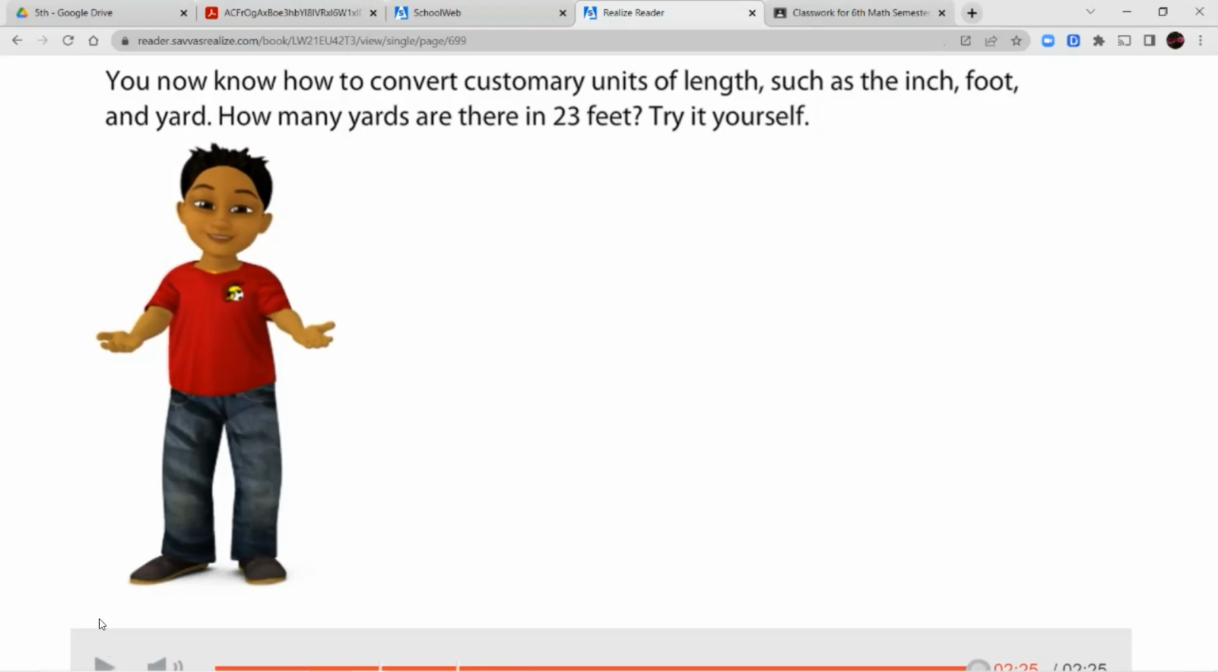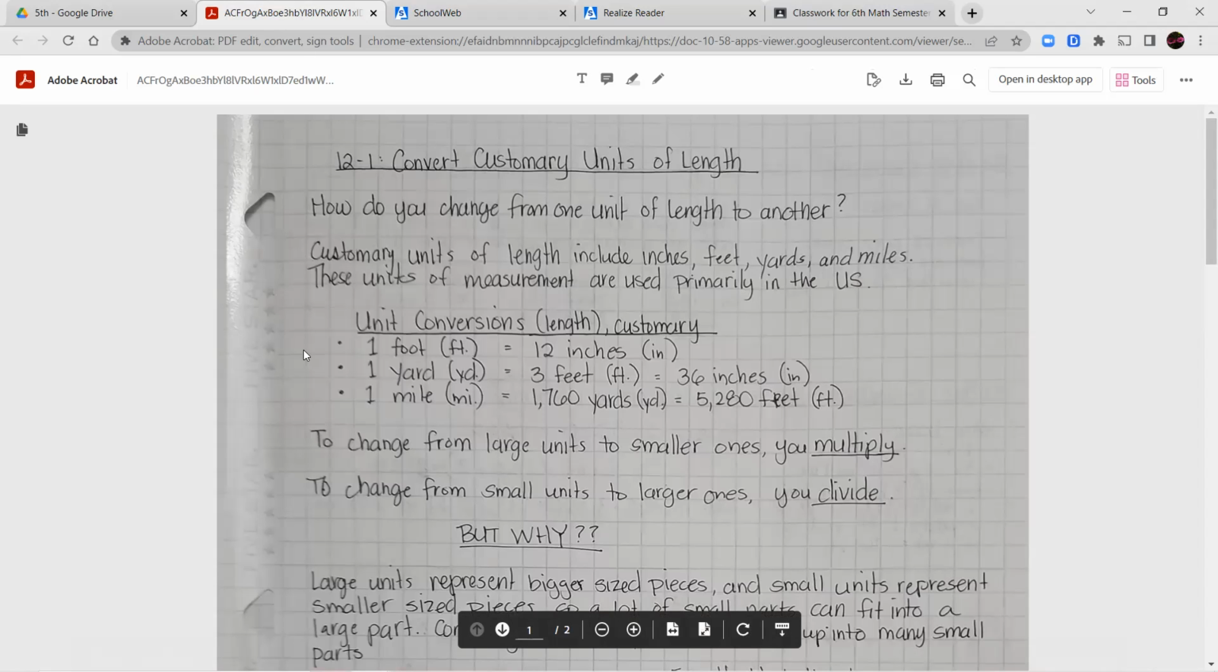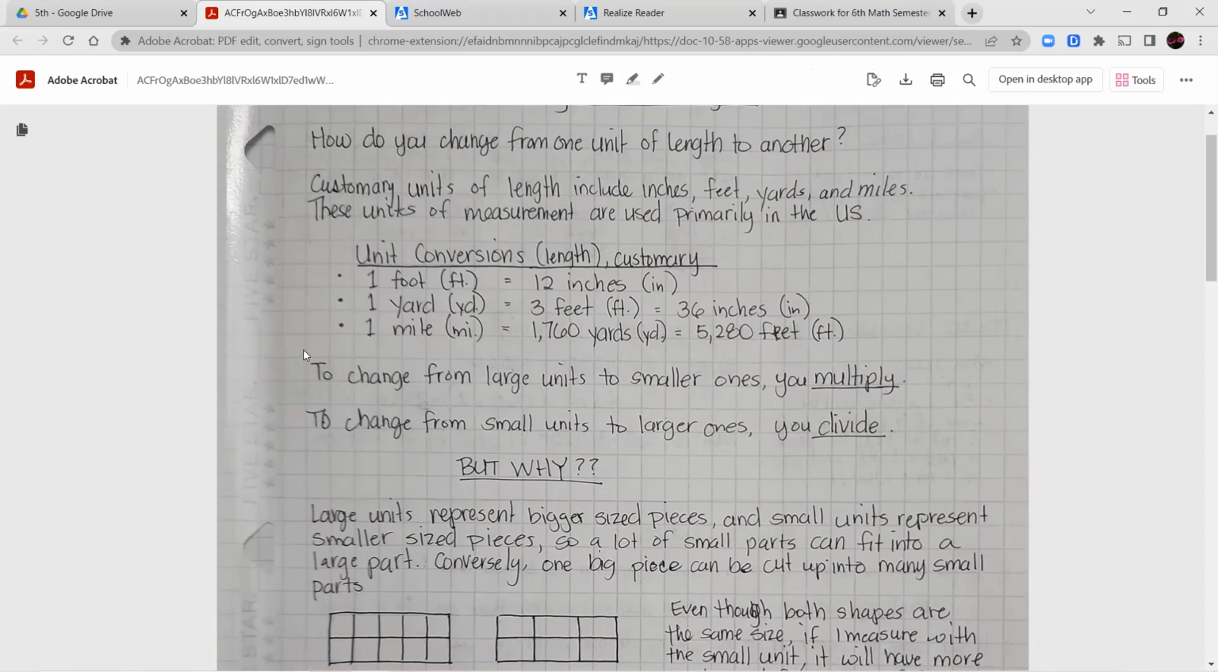All right, now that we've gone through and watched our short video lesson, let's jump into our notes and our guided practice together. So let's go over customary units. Now, our focus question for this lesson is how do you change from one unit of length to another? So customary units of length, just like we said, are made up of inches, feet, yards, and miles, and these measurements are primarily used in the United States.